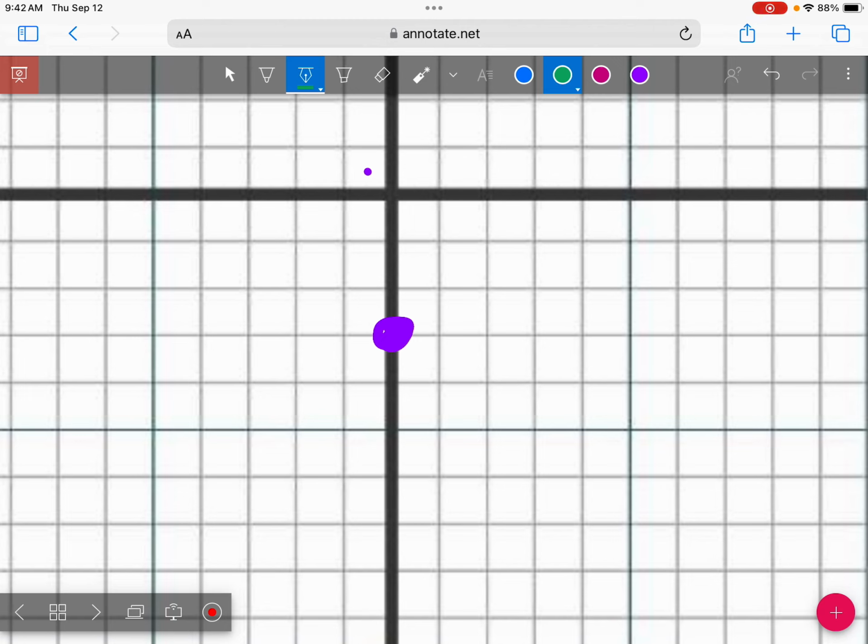So now we're going to do our radius of 3. So I'm going to go out 3 to the right. I'm going to go up 3. I'm going to go left 3. And I'm going to go down 3.